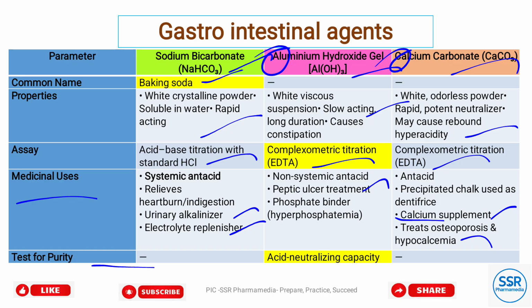Test for purity is very important. For these three, generally the antacid test for purity is acid neutralizing capacity. So for an antacid, we have to test its purity using this method, acid neutralizing capacity. It's a very important MCQ.